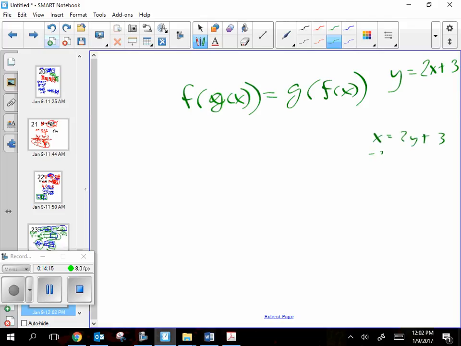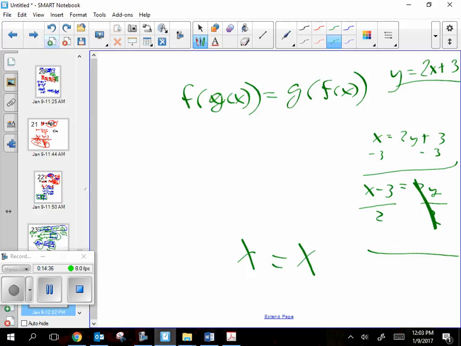x equals 2y plus 3, and then subtract 3 from both sides. X minus 3 equals 2y. So x minus 3 over 2 is the inverse for it. I already know these 2 are inverses, but I'm going to prove it. I would say f of g of x has to equal g of f of x, and do you remember what they both simplified down to at the end? X. They will both equal x at the end.